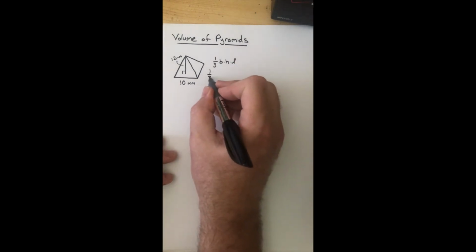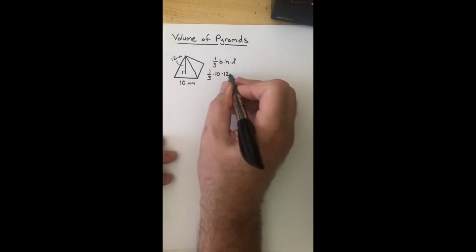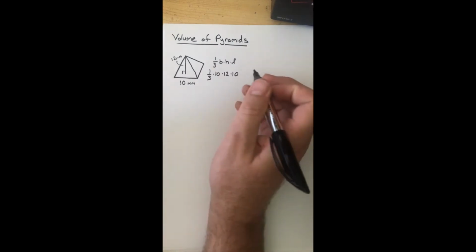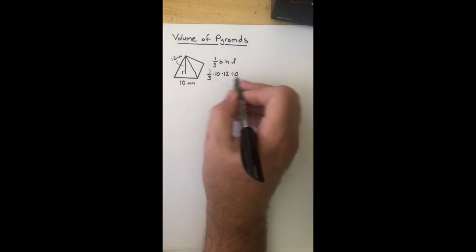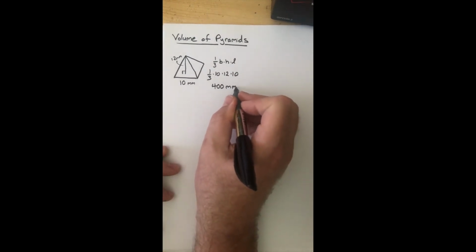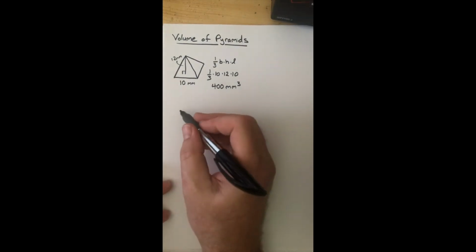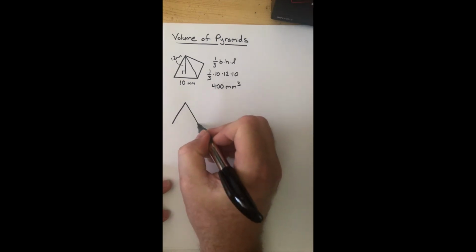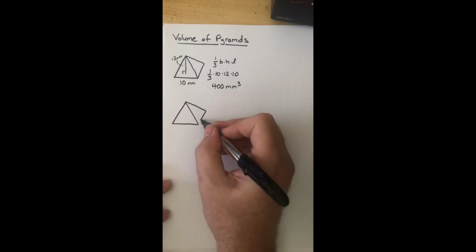So you've got 1/3, the base is 10, the height is 12, and the length is 10. So there's that 10 times 10. You could just square the base and just do 100 if you wanted to first. 1/3 of 12 is going to be 4, and 4 times 100 is going to be 400 millimeters cubed. That's the volume of that one. It's pretty straightforward. I'll give you one to try right now. See if you can follow that.